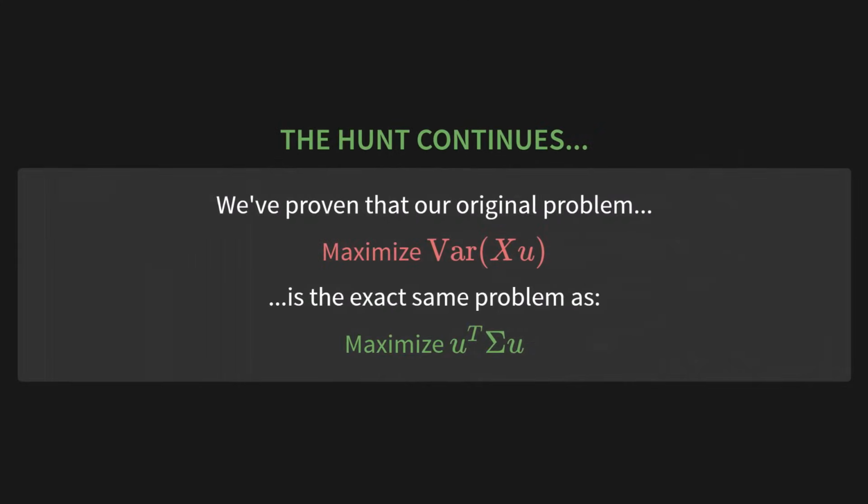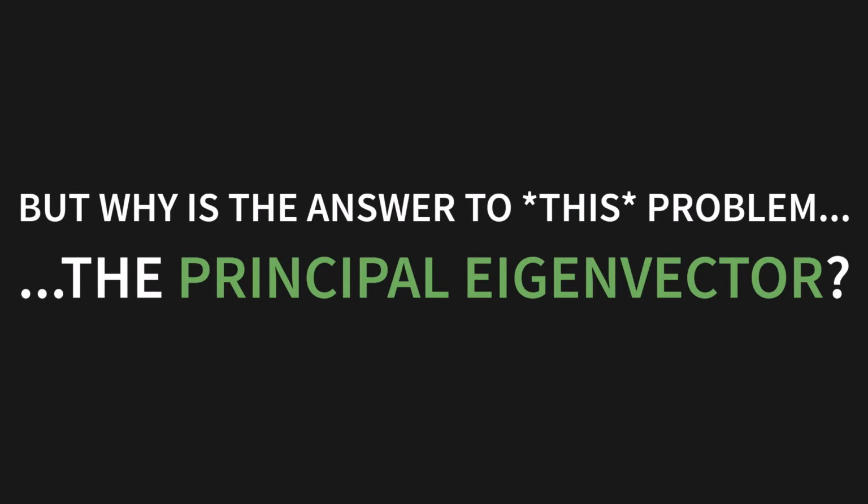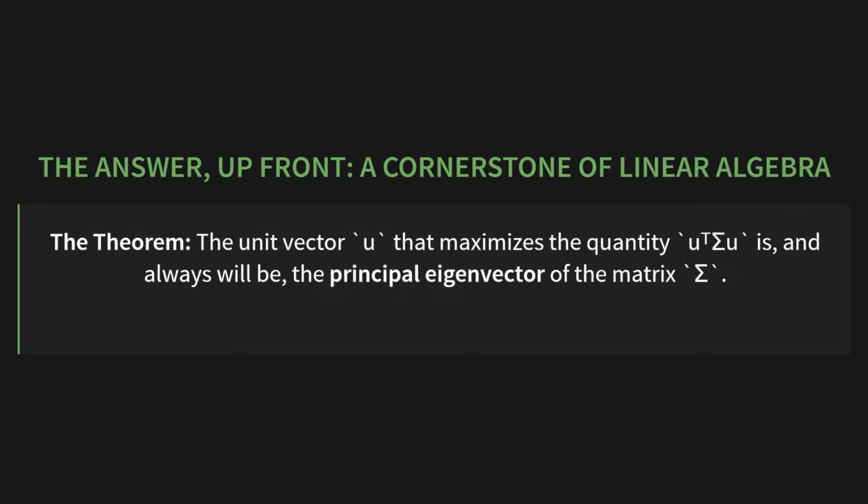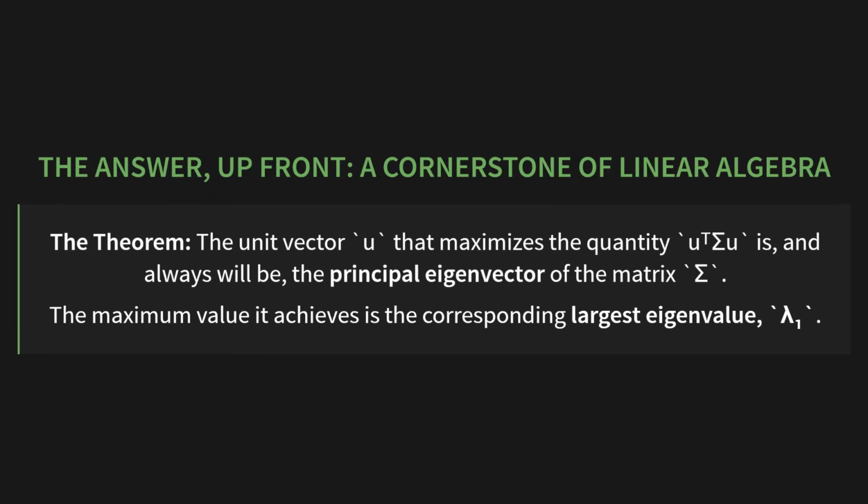We've proven that our original problem, maximizing the variance of Xu, is the exact same problem as maximizing u transpose sigma u. But that leads to our second question. Why is the answer to this problem the principal eigenvector? I'll give you the answer up front because this is a cornerstone of linear algebra. It's a famous theorem. It says the unit vector u that maximizes the quantity u transpose sigma u is, and always will be, the principal eigenvector of the matrix sigma. And the maximum value it achieves is the corresponding largest eigenvalue, lambda 1.